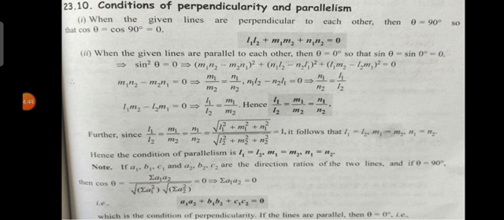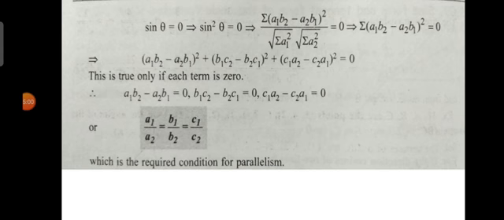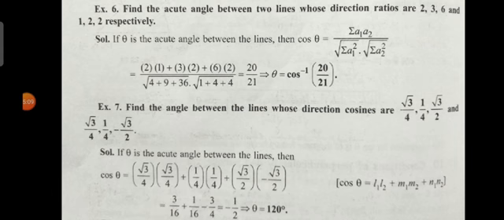Yes, it is just a note for you. You have to remember these conditions for perpendicularity and parallelism: when will we say two lines are perpendicular and two lines are parallel? These are the conditions. And equations have been given.